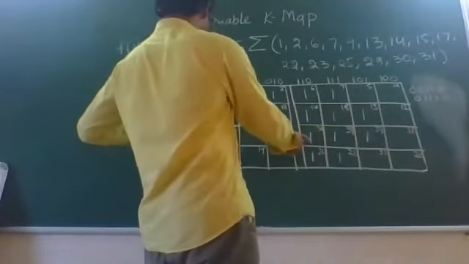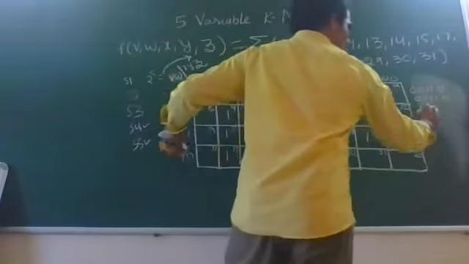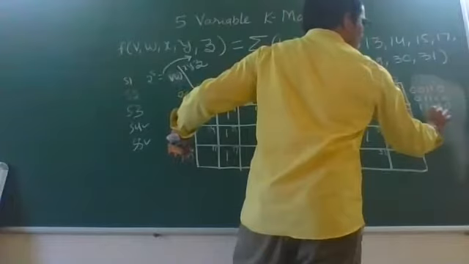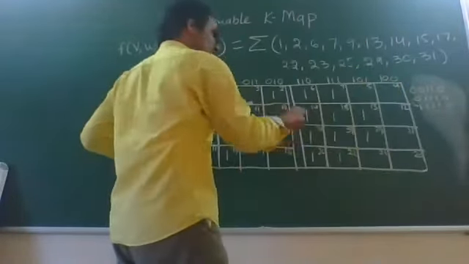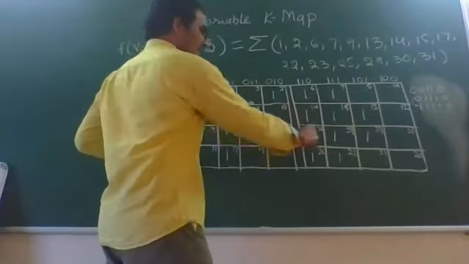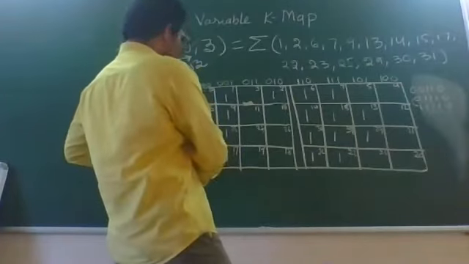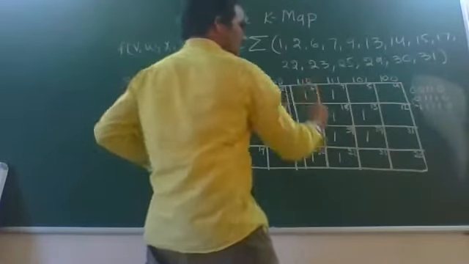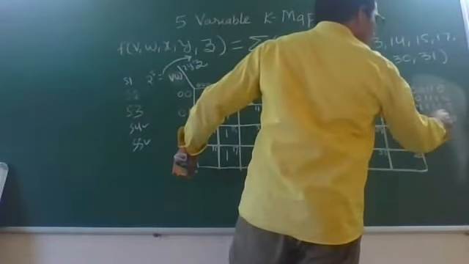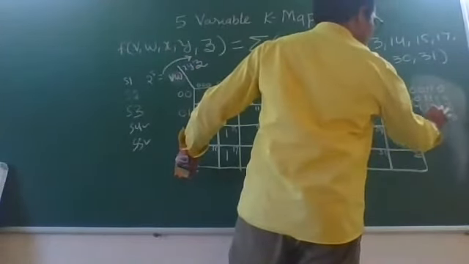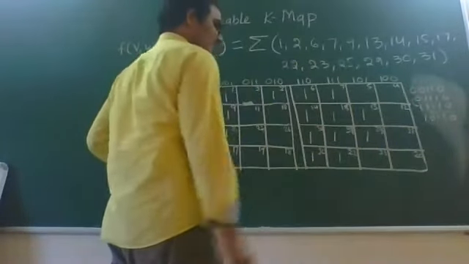14 and 30. 30's binary representation is 1, 1, 1, 1, 0. So they remain the same and the change is only in one position. So 14 is also adjacent to 30. 30 and 22. 22's binary representation is 1, 0, 1, 1, 0. So these two are also adjacent because they differ in only one position, and the remaining positions remain the same. 30 and 22 are also adjacent.